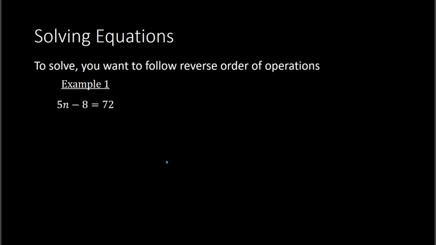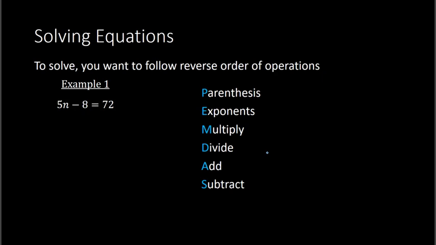So what that means is that I need to get rid of the 5 and the negative 8 that are with the n. So to do that, I will do reverse order of operations. I'm going to start with addition and subtraction first, and then work my way up from there. So here we see subtraction, and here we see 5 times n, which is multiplication. So to begin, I start with the subtraction. So to get rid of the minus 8, I do the opposite of subtracting 8, which would be adding 8. So I add 8 to both sides.